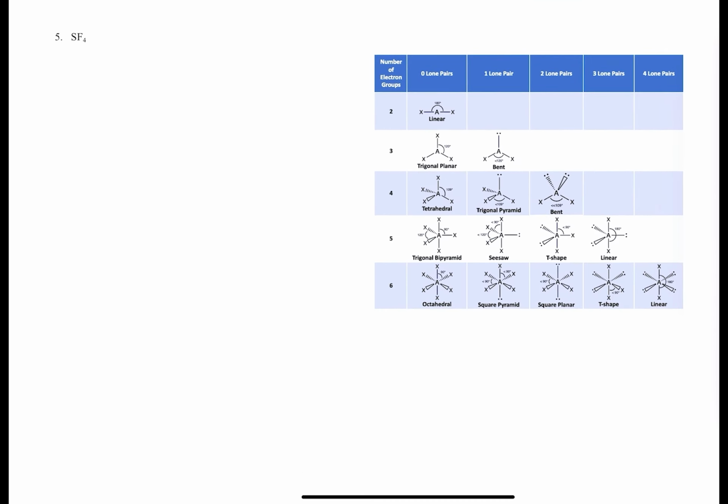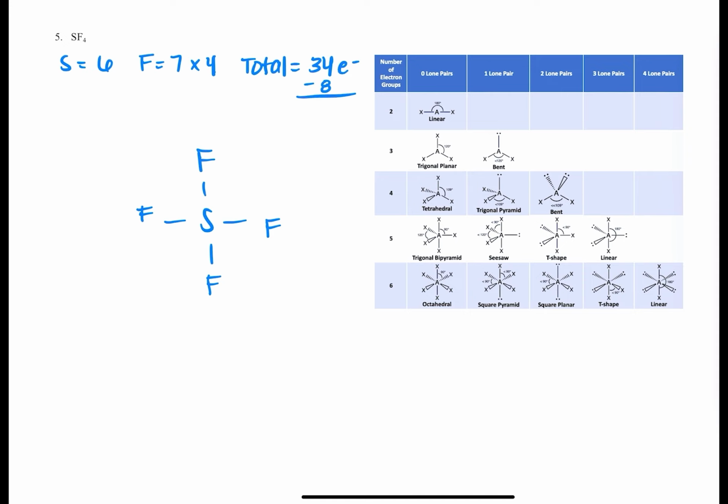All right, last one, SF4. Like we've done before, sulfur has 6 valence electrons and fluorine has 7 times 4. That gives us a total of 34 electrons. So we'll put sulfur in the middle, surround it by our fluorines, and give it single bonds all around. So that used up 8 electrons. We have 26 remaining. And once again, we'll give the fluorines a full octet to make it happy.